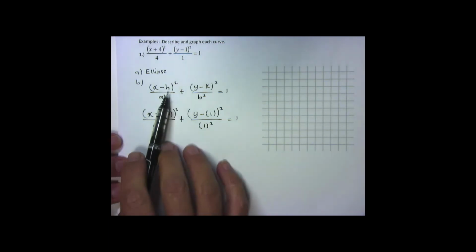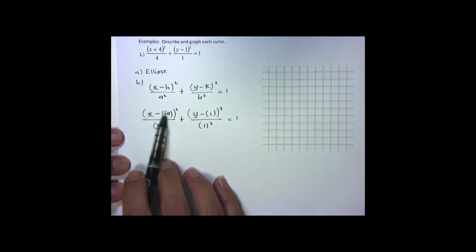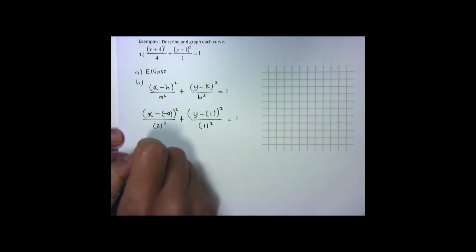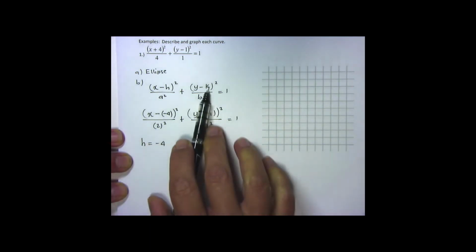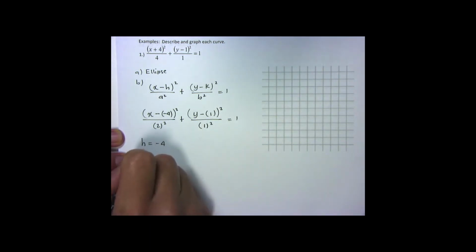So you can simply read off that h has a value of negative 4, k has a value of 1. So I know now that the center is going to be at the point (negative 4, 1). Also, a in this equation is equal to 2, and b in this equation is equal to 1. And so let's go ahead and graph.